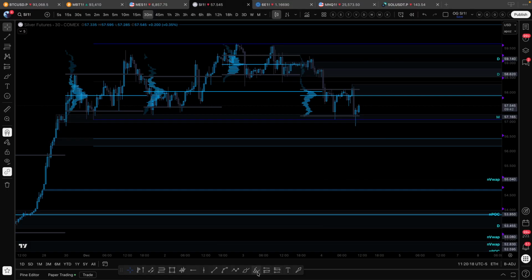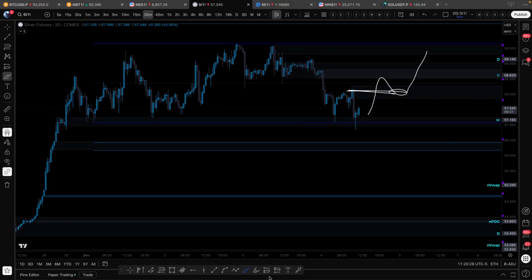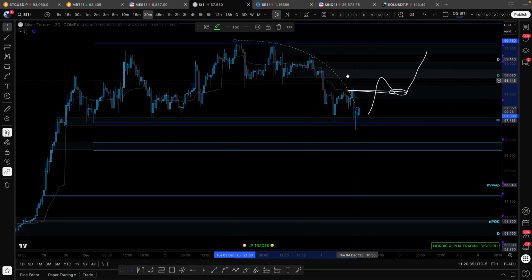However, if we are to break this high, I would look for a back test on this value area high to sweep this liquidity here. We have a nice liquidity curve forming, which means that we have a potential return to these highs. And this could be forming a tap one, tap two, potential tap three somewhere here, maybe even here for that Wyckoff model.